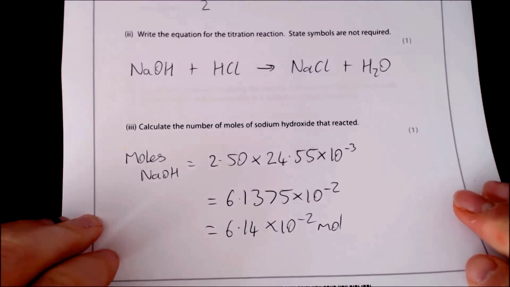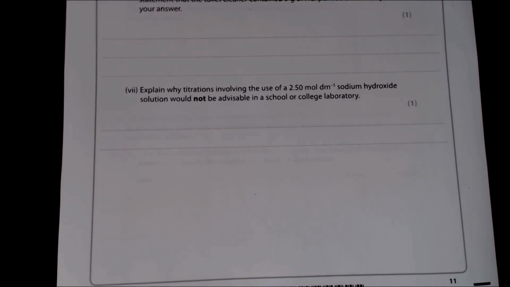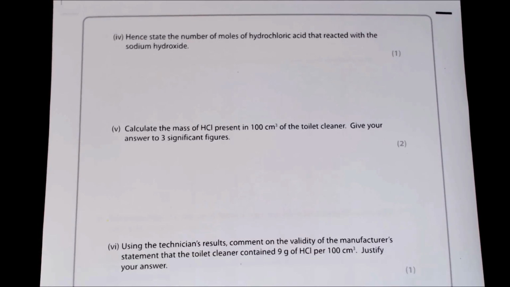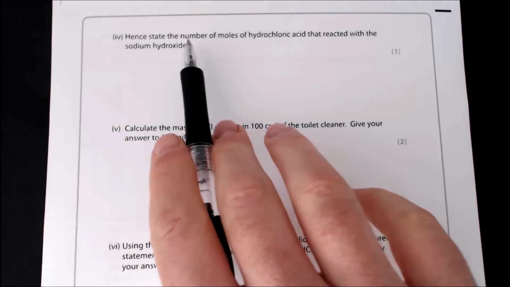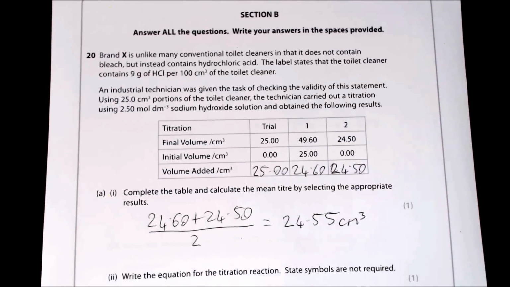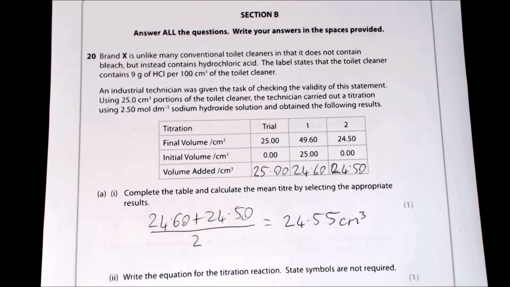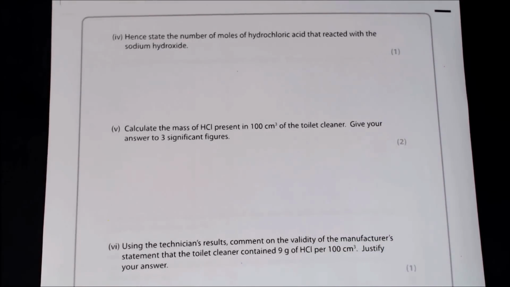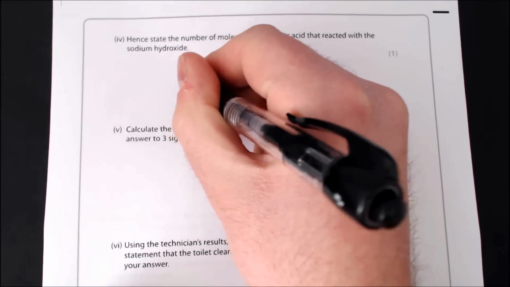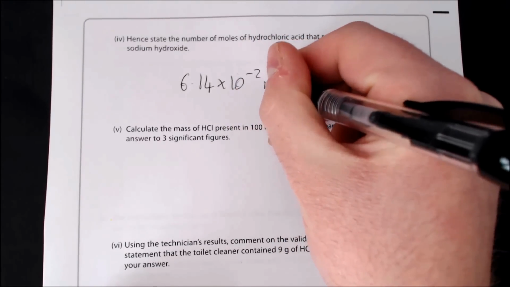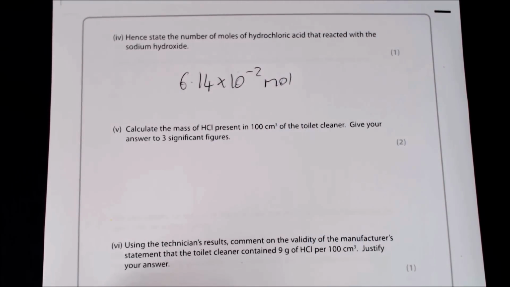Okay, on to the next part. Okay, so it says, hence state the number of moles of hydrochloric acid that reacted with the sodium hydroxide. Well, as we can see, the equation was a 1-to-1. We know the number of moles of that, and so therefore, because it's 1-to-1, it's the same number of moles. So that makes it nice and easy. So the number of moles is just 6.14 times by 10 to the minus 2 moles. So that's pretty straightforward.